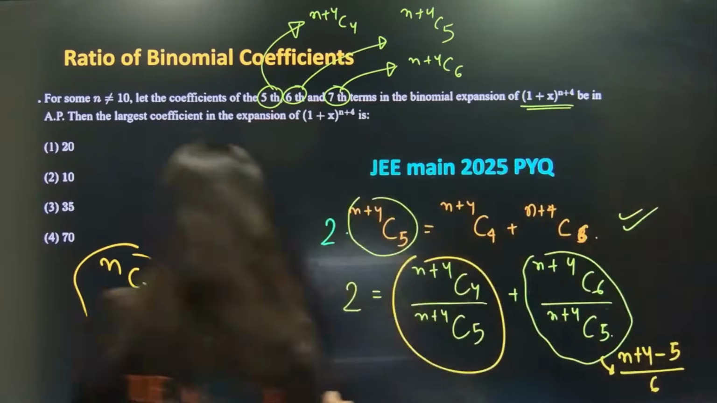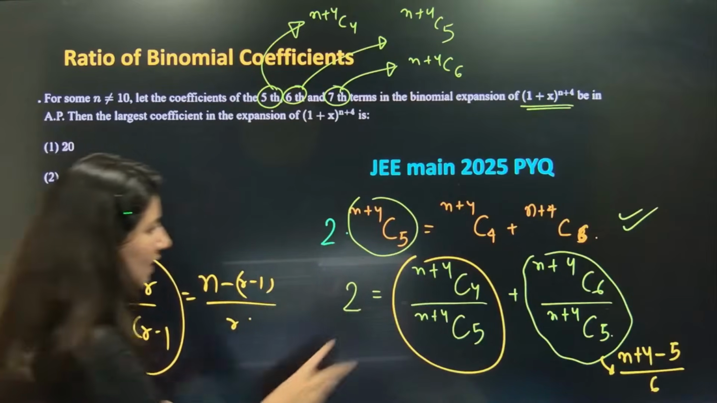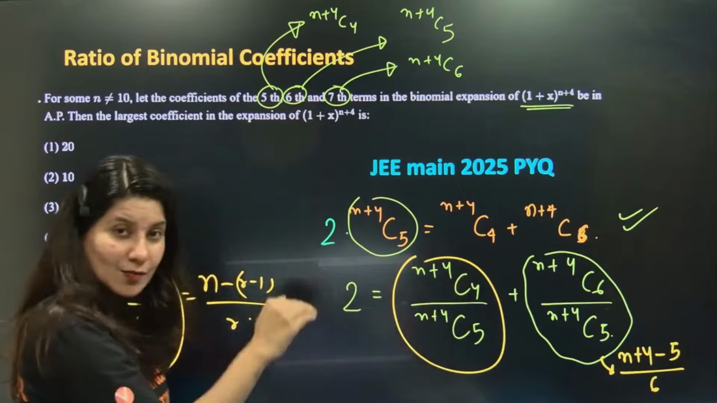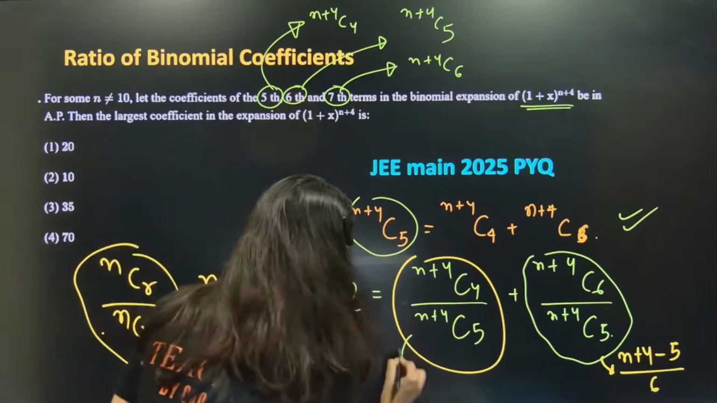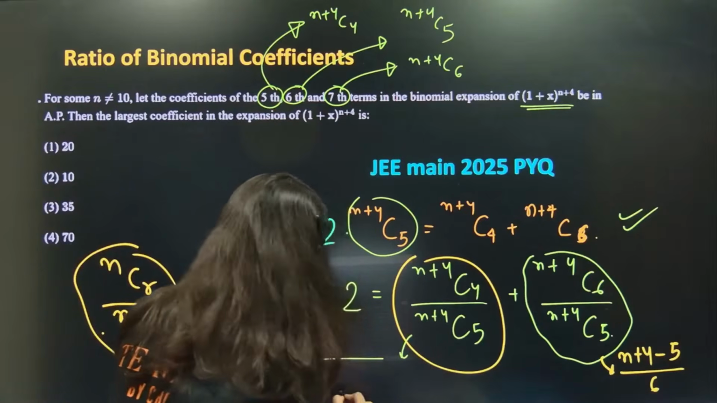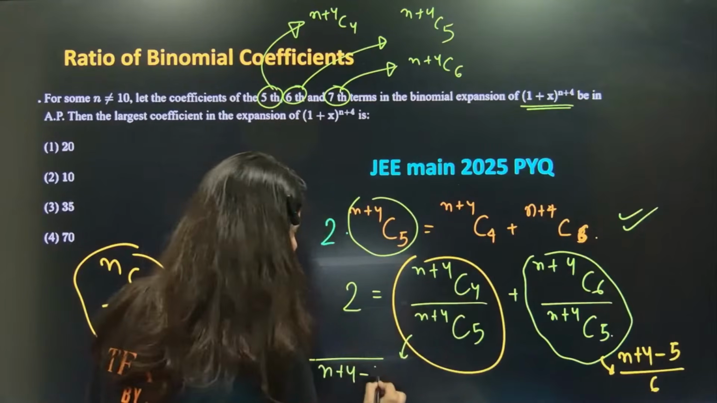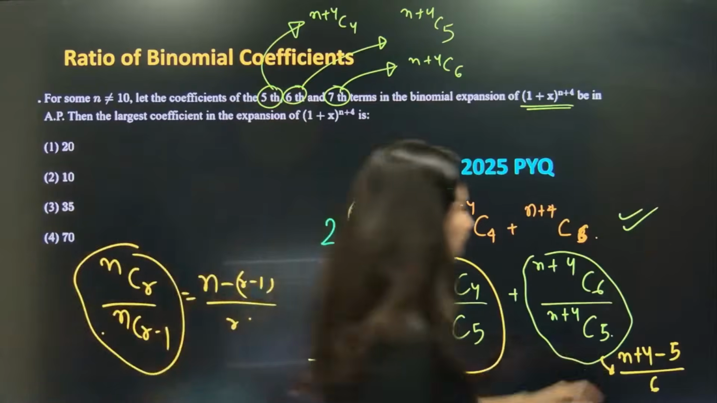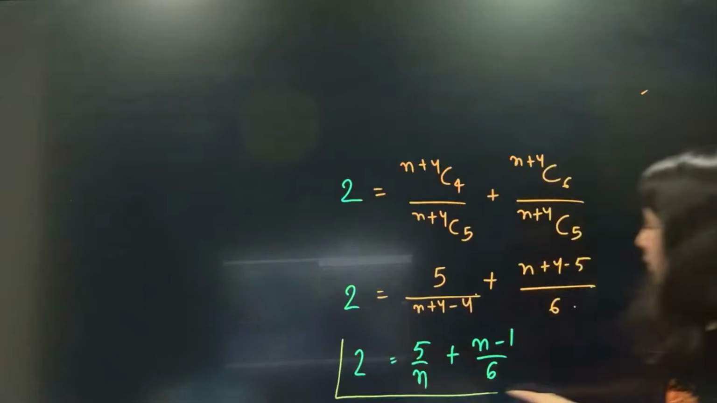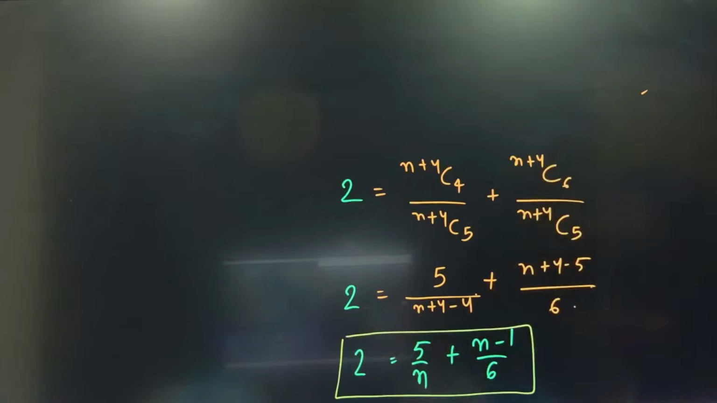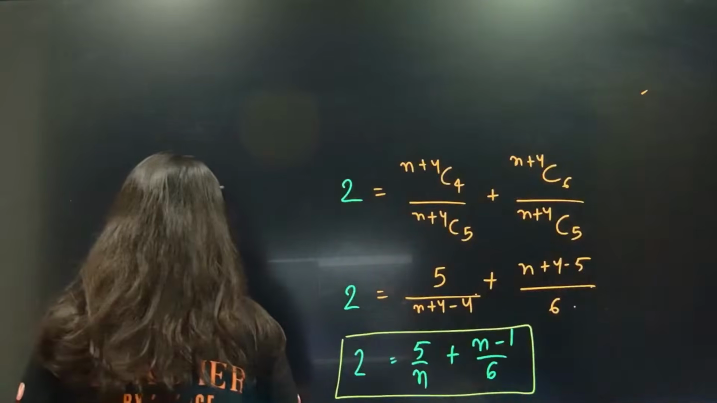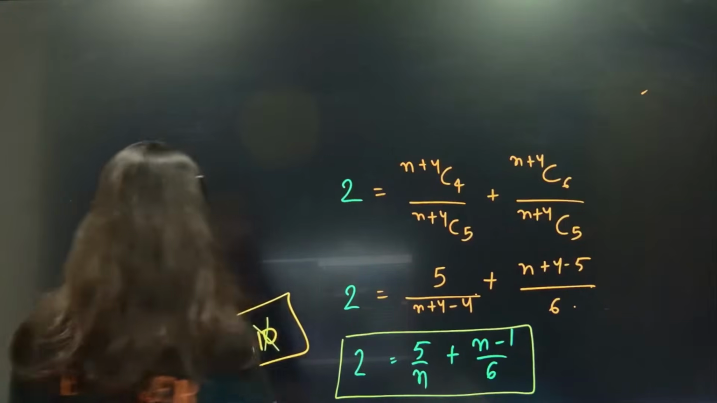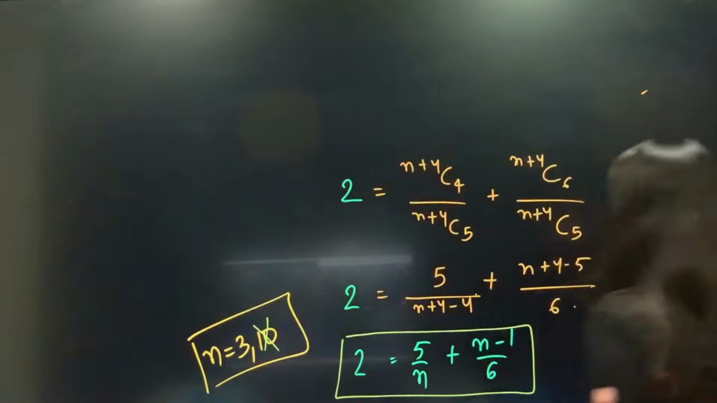What about this one? Not exactly the same, but here the reverse is happening. The above one is smaller, so the reciprocal thing is happening. In the denominator it will be n+4 minus smaller index, and in the numerator the bigger index, so 5 upon n. So 2 equals 5/n plus (n-1)/6. Now think about what the value of n could be. A direct quadratic equation will be formed, and it gives you n = 3 or 10. But as per the question, 10 is not allowed. So n is coming out as 3.